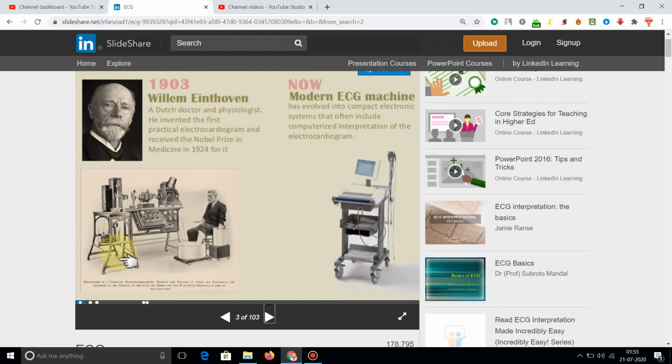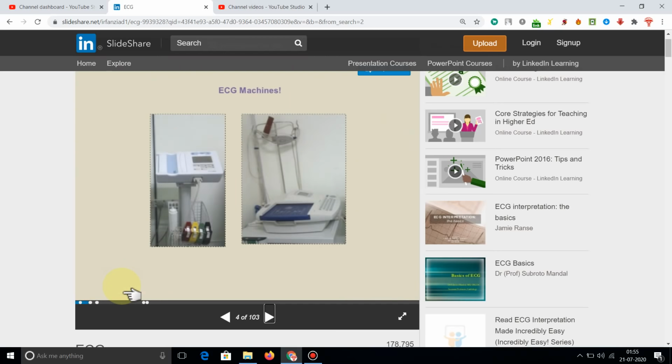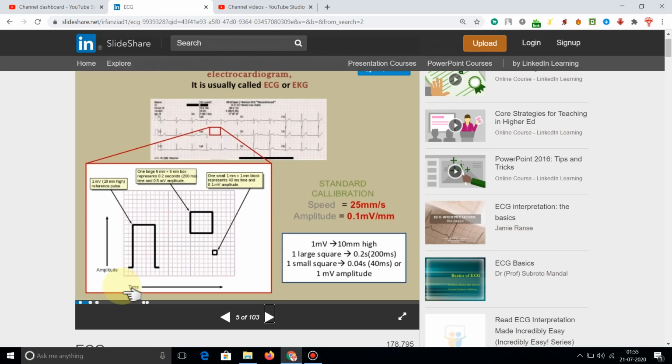And the first one you can see is the ECG machine. An electrocardiogram is usually called ECG or EKG. The standard calibration speed is 25 mm per second.